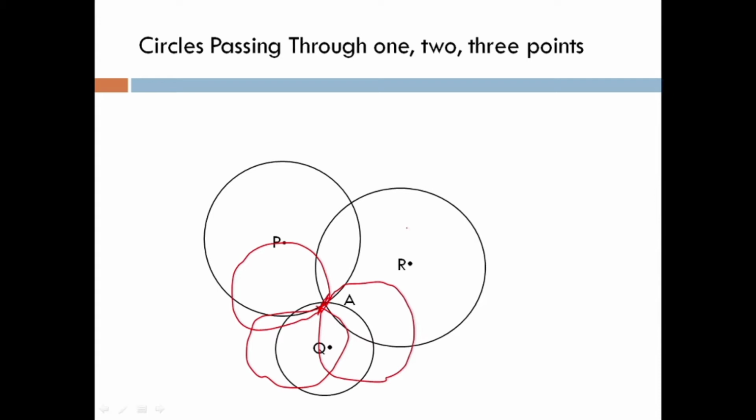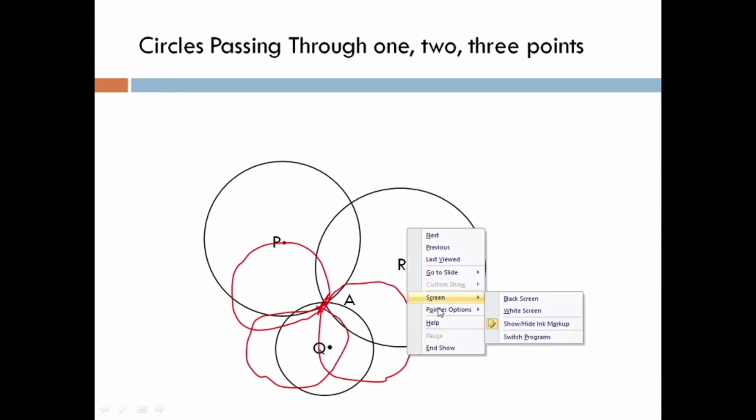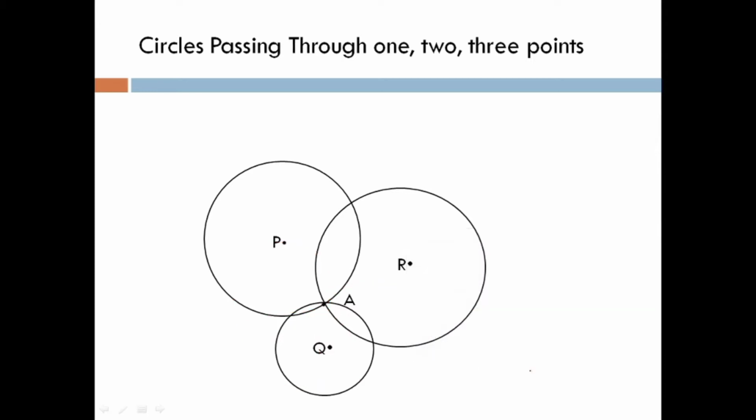Now let's analyze how many circles can pass through 2 points. I will just erase this and then we will move ahead. Now let's see what are the 2 points at which these two circles, the circle with center P and the circle with center R, intersect. So these are the 2 points, that is the point A and this one, let's name it C. So these are the 2 points through which the two circles pass. Now let's join this line, that is AC.